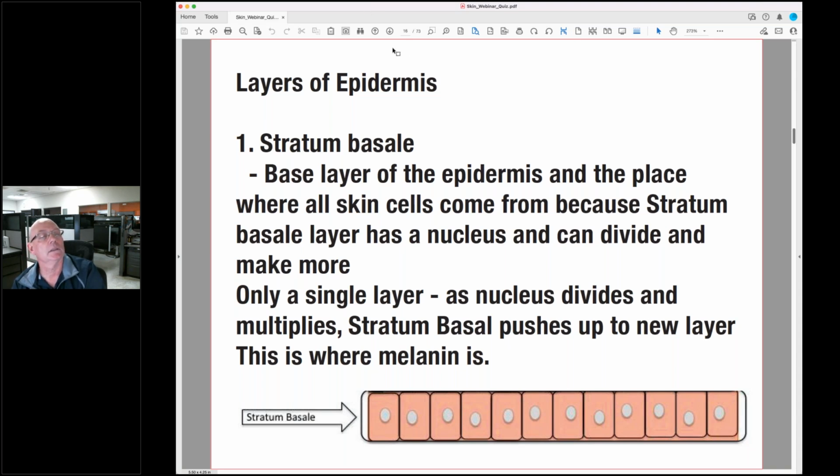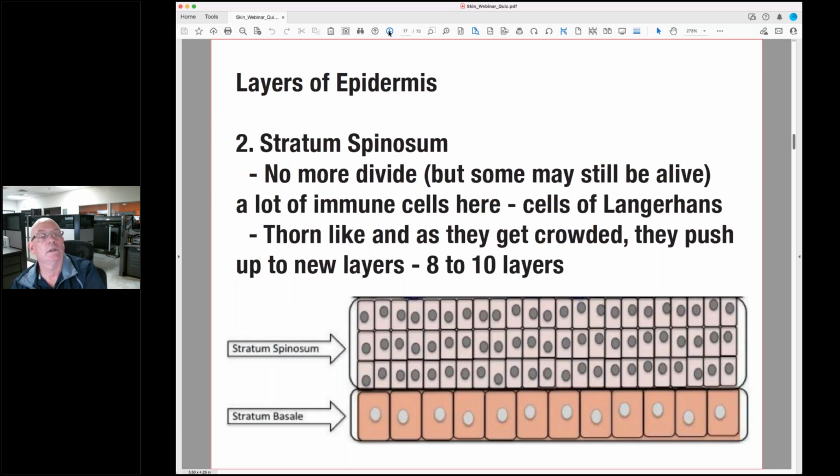Yes. The next layer. What's the next layer? Anybody? Have your notes out from Sunday? You remember? Good. Stratum spinosum. Okay, so we're not dividing them anymore. They still might be alive, kind of coming up, but they're more thorn-like. All right, 8 to 10 layers of the spinosum.